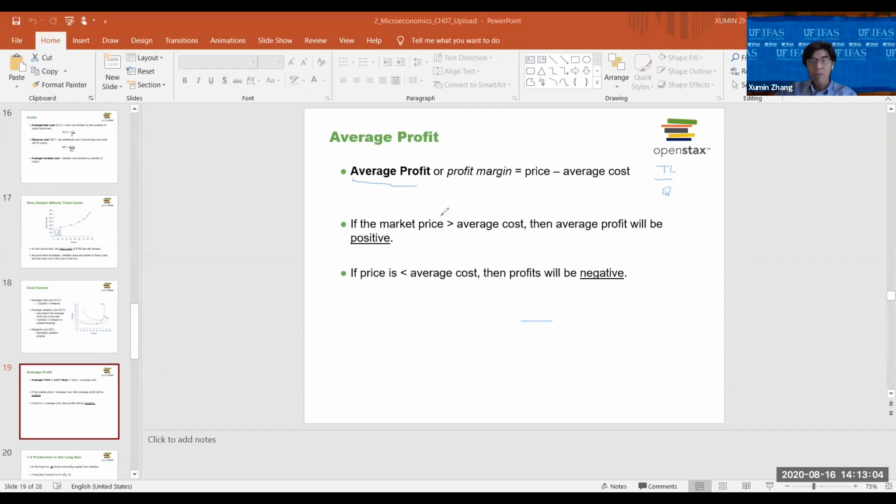You are making a profit once the price is greater than the average cost. But if it is less than the average cost, that means you are losing money, you are not making a profit. Then the question is that you need to make a decision: keep producing or stop producing, or even shut down your business. But we will mention that in module 3.